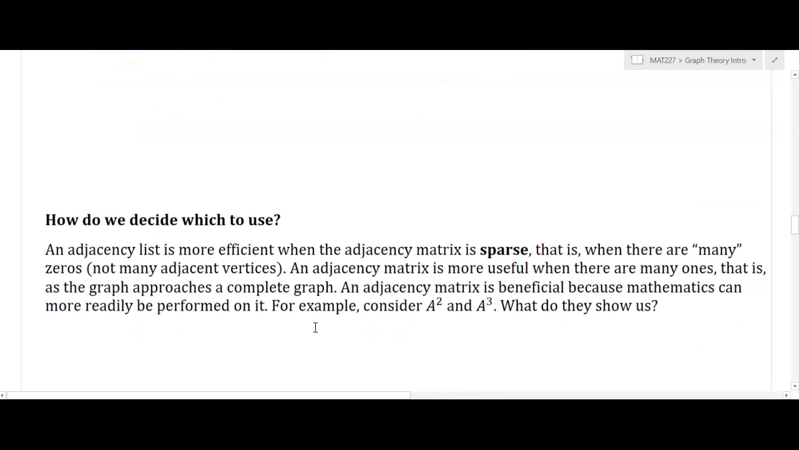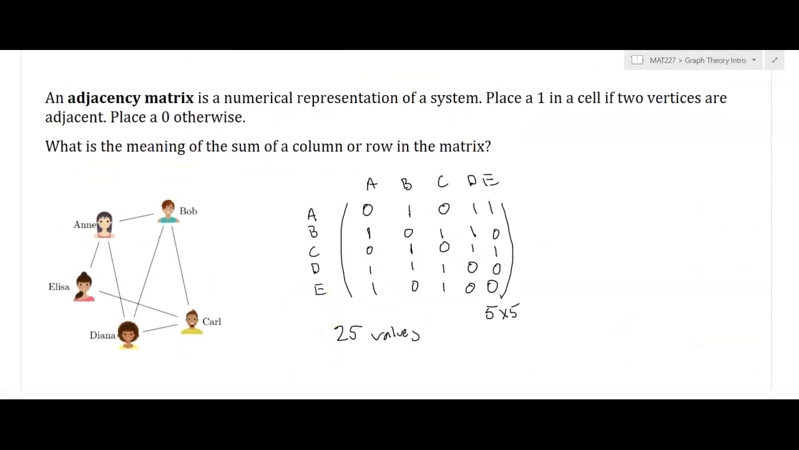So how do we decide which to use? Oh, and then one other valuable thing here is what is the meaning of the sum of a column or row? Well, if I add 0 plus 1 plus 0 plus 1 plus 1, this tells me that Anne has 3 friends. If I add 1 plus 1 plus 1, that gives me 3 friends for Bob, which is true. Or the number of edges, right?